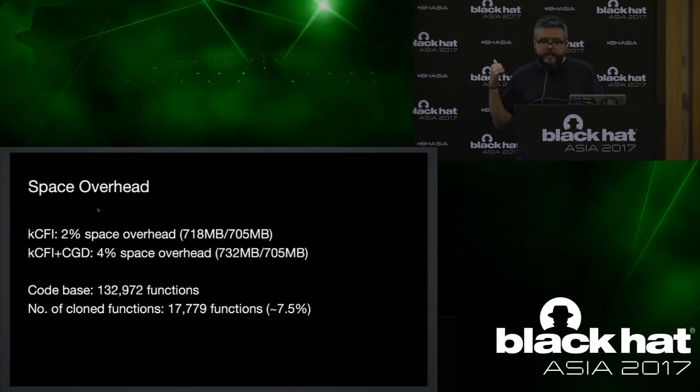So for KCFI, without the CGD optimization, we have a 2% space overhead, and we are talking about a kernel that has 718 megabytes. So it raised it to 718 megabytes from 705. If we do the CGD optimization, then we are cloning functions, thus the overhead is bigger. Then we get a 4% space overhead.